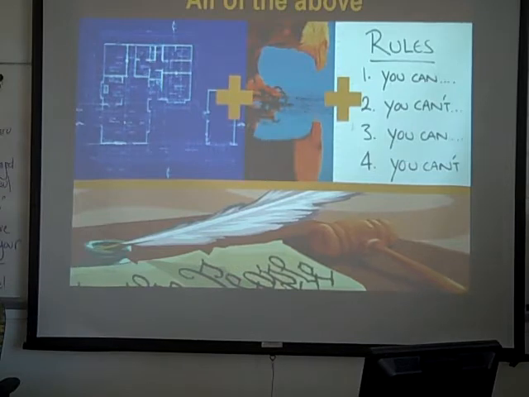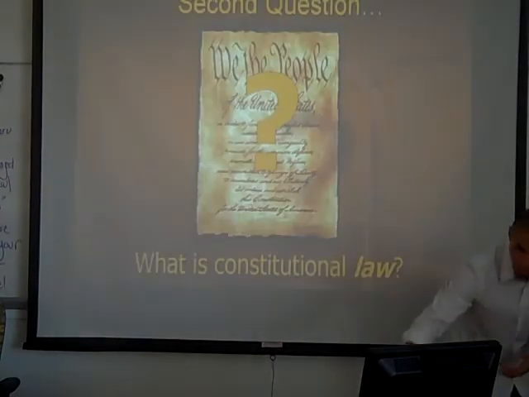2, it creates a set of rules to bind that government. And 3, it serves as a reflection of our national values. It tells us what we care about, maybe what we aspire to care about, or maybe what we actually care about. But either way, it's a reflection of our national values. So that's question 1. What is a constitution?